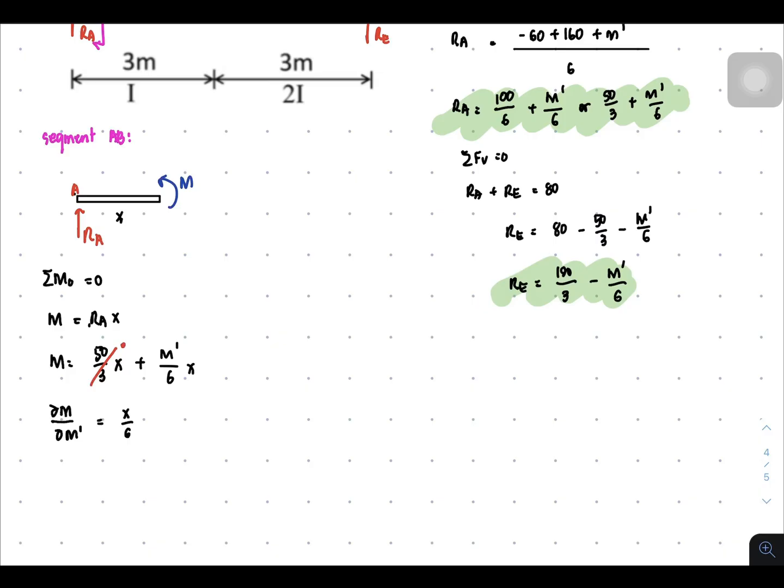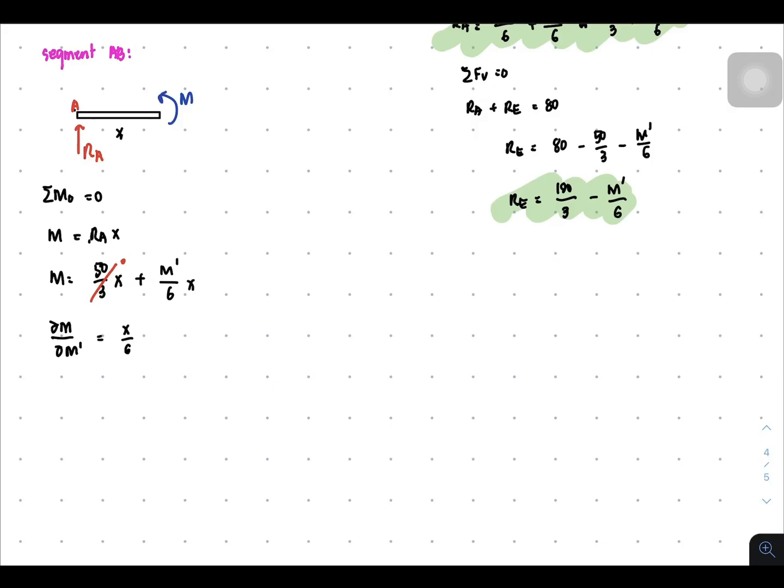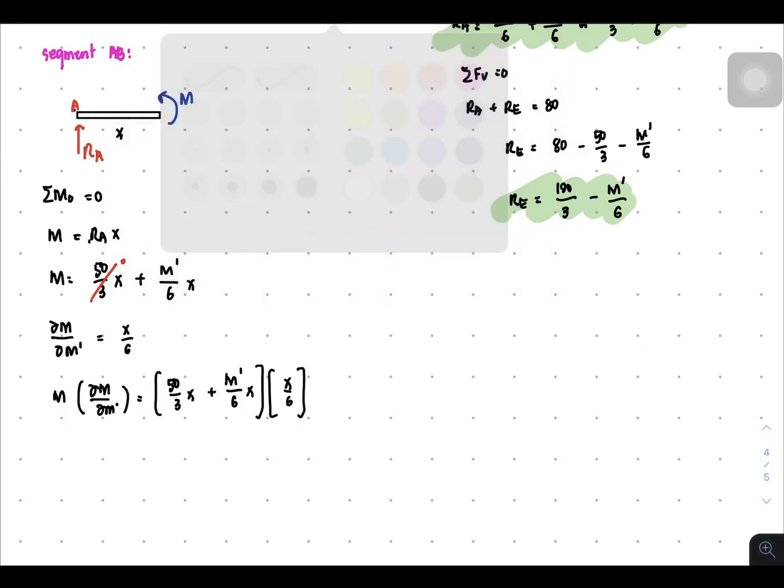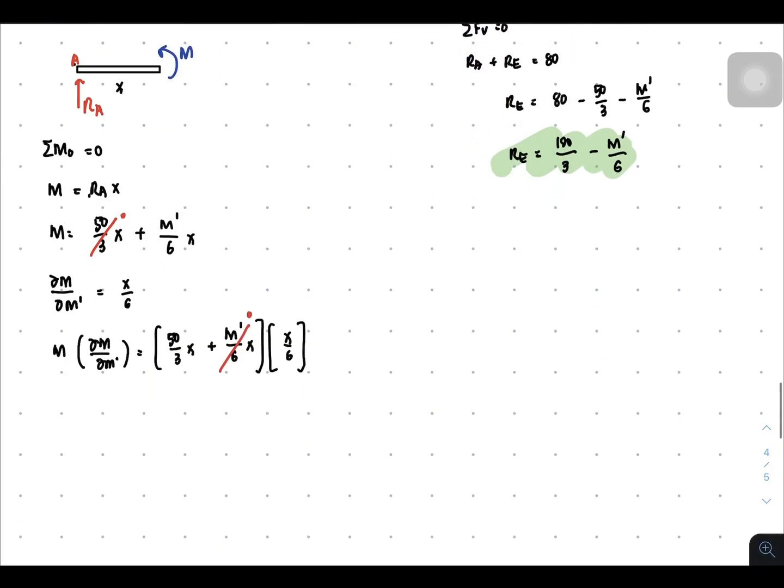So it's going to be x over 6, since the m prime now is the variable and the x over 6 is the coefficient. Okay, so with this, we can now rewrite that the product of the two terms here is equal to 50 over 3x, then plus m prime over 6x times x over 6. And this time, we will now be setting permanently the m prime to 0.